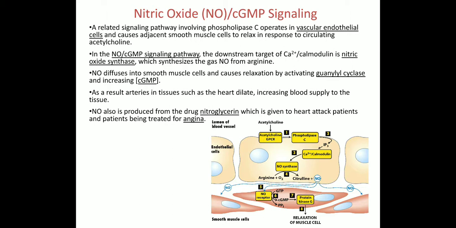Nitric oxide is also produced from the drug nitroglycerin, which is given to heart attack patients and to treat angina patients.